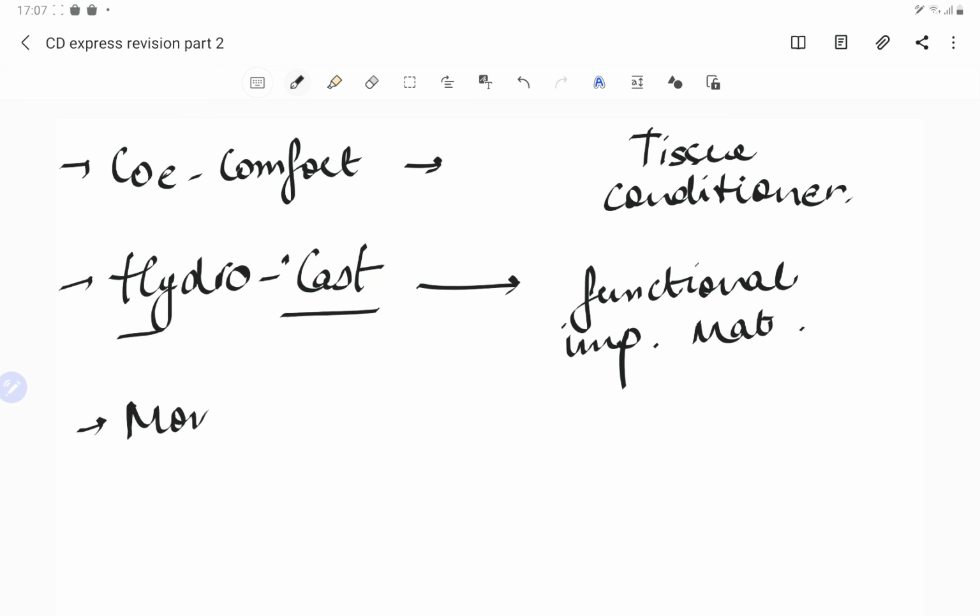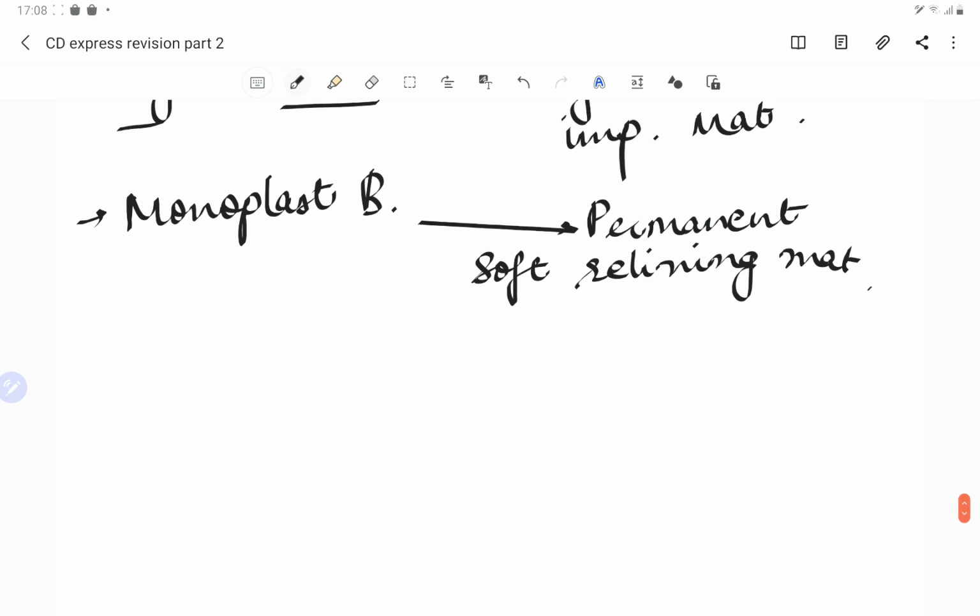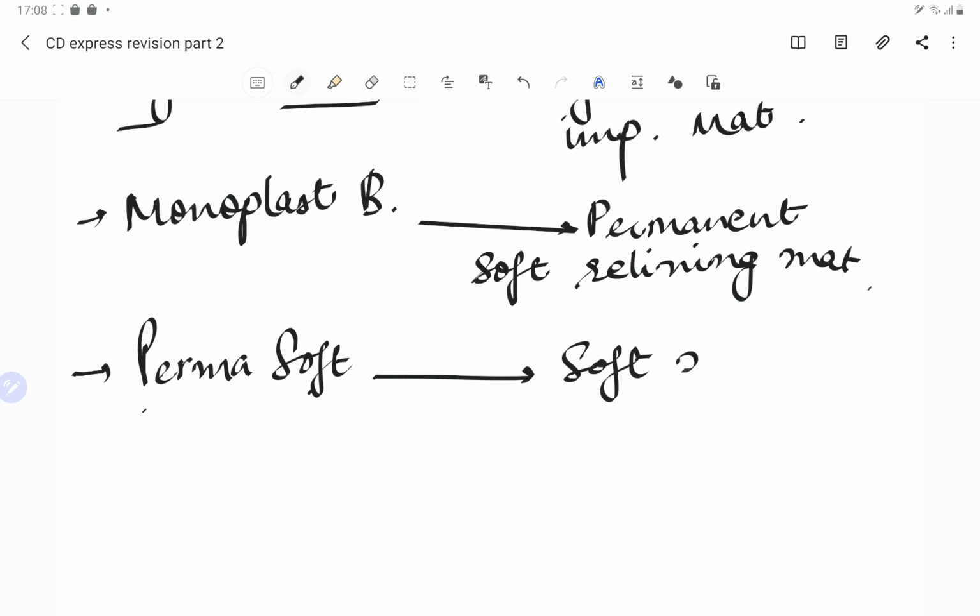Then we have Monoplast B. Monoplast B you must have seen in the labs. We use it as a permanent soft relining material. If the patient comes to you with an ill-fitting, loose denture, and when you are doing the relining procedure, in case it is traumatic, then you are doing soft relining. So it is a permanent soft relining material. Then Permasoft from Dentsply. It is soft, right? So this is used as a soft relining material.